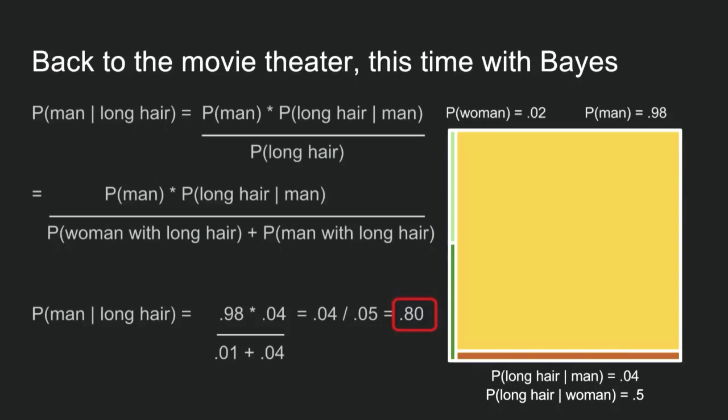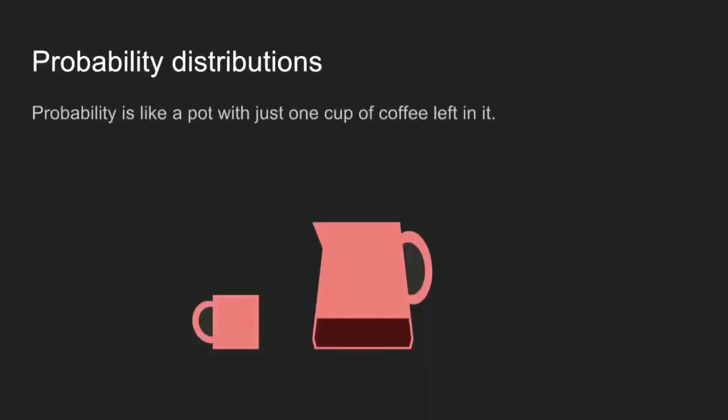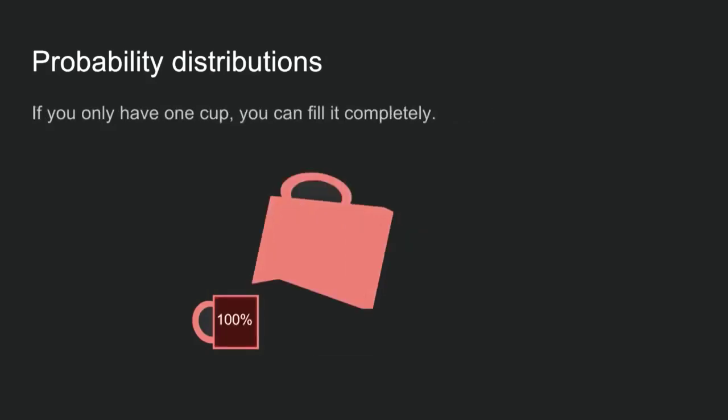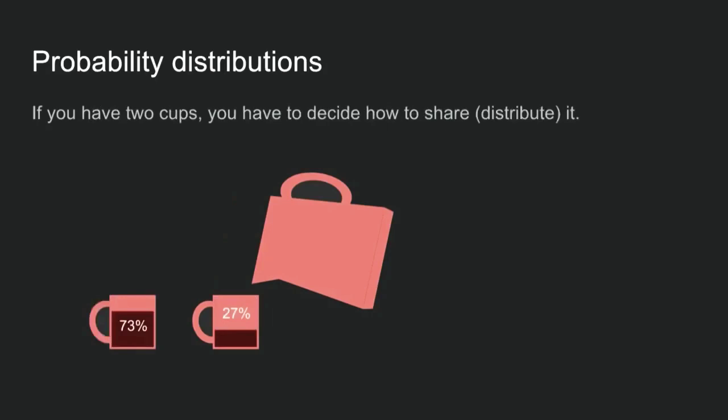So this example shows the mechanics of how to get Bayes' theorem and how it works. In practice, it's usually used a little differently. So to show this, we'll have to do a little bit of a detour and first talk about probability distributions. You can think of probability like a pot with just 1 cup of coffee in it. If you just have 1 cup to fill up, you can fill it all the way to the top. But if you have more than 1 cup, you have to share it around or distribute it. And you can share it in any proportion you want.